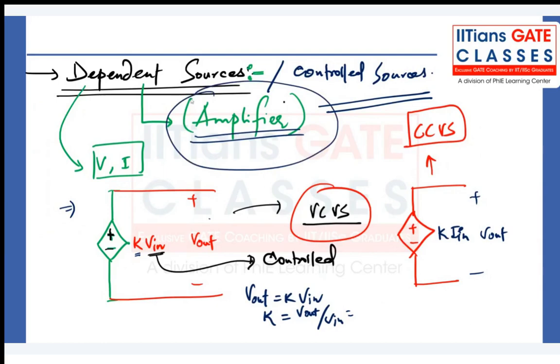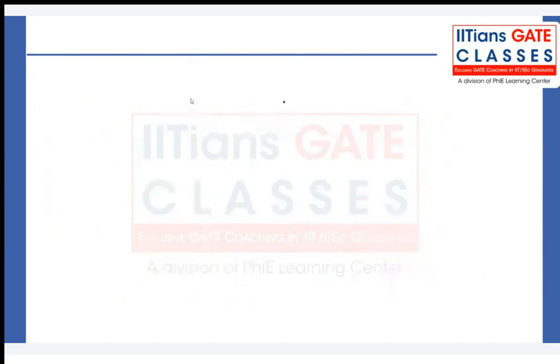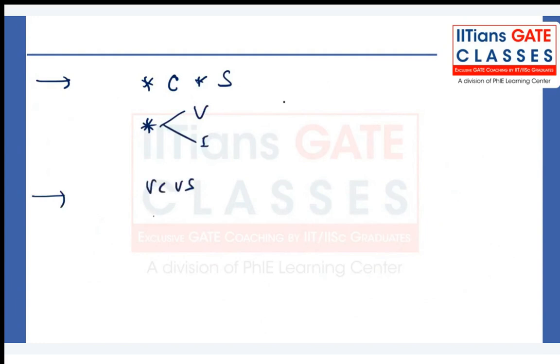So how quickly can you remember them? Say this is the star, a controlled source, and there is a source, right? So this star can take either voltage or current, right? So now you can write: voltage controlled voltage source, current controlled current source, voltage controlled current source, or current controlled voltage source, right? So these are the four kinds of sources which we will be studying.